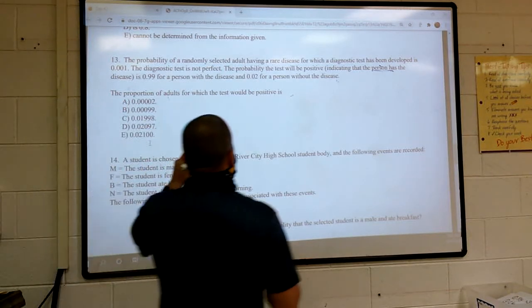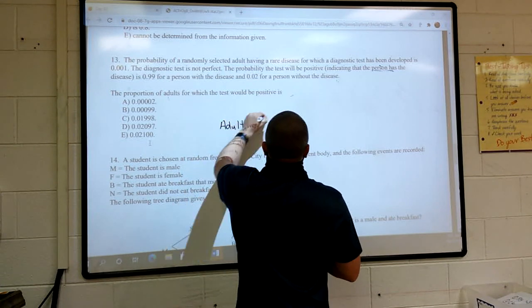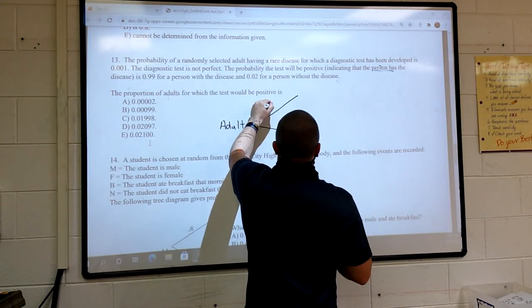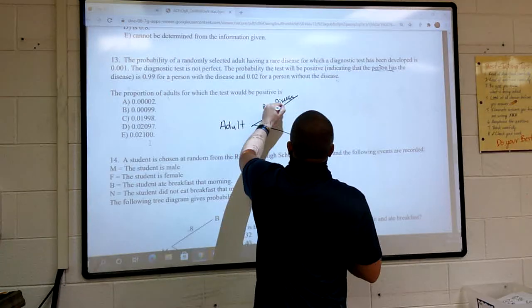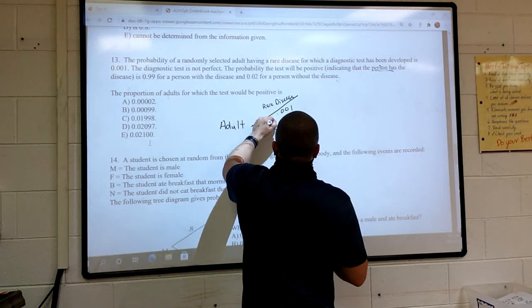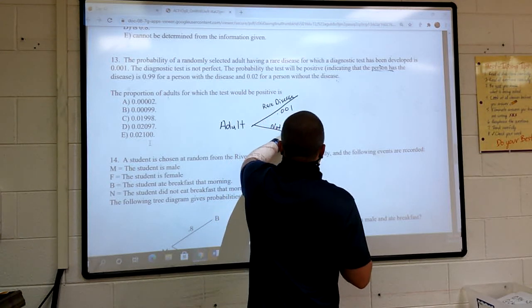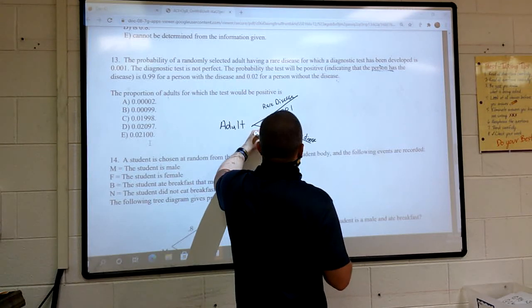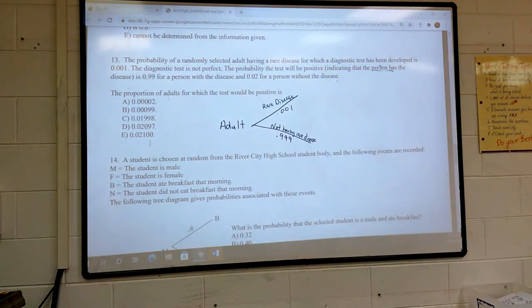So here's the adult. The probability of them having a rare disease is 0.001. So what's the chance of them not having the rare disease? 0.999. Yes.